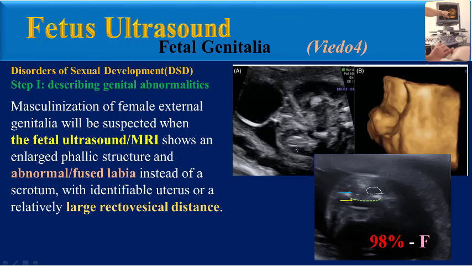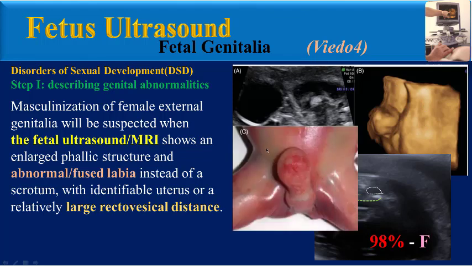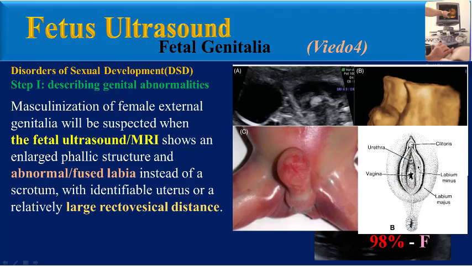We can see here a perineal well-defined cystic image protruding through the surface of the external genitalia. The 3D image shows an eccentric mass outside the surface of the fetus. This anatomopathological image revealed that this is a female genitalia with fused labia and an enlarged mass corresponding to urinoma due to the obstruction of the urethral meatus.